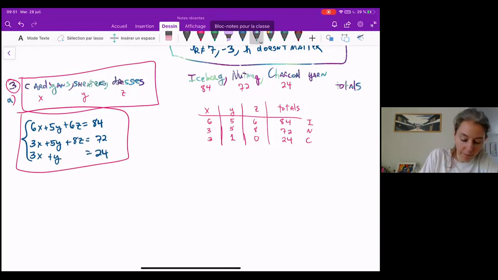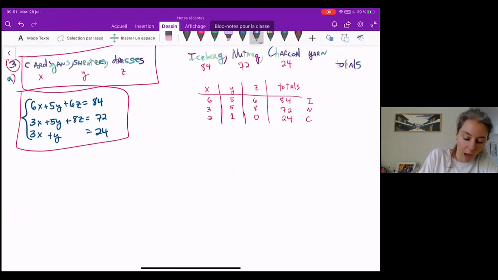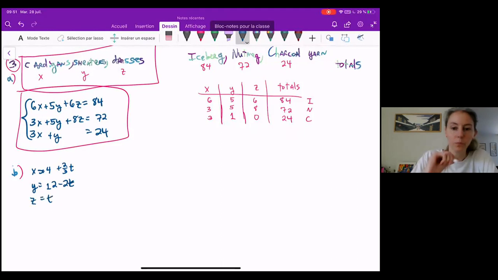Now for B, I'm told that after I row reduce, I will end up with this. And we call this x, y, and z, so I'm just going to change these things. X is equal to 4 plus 2/3 t. Y is equal to 12 minus 2t. And z is equal to t.